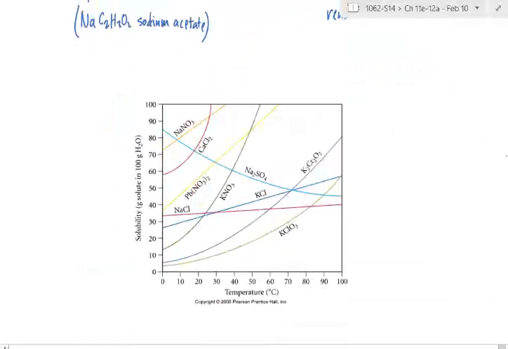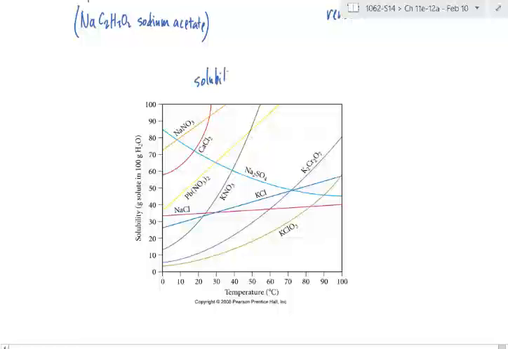In our lab today, I think you're using potassium nitrate. You're actually going to go the other way. You're going to heat it up and then let it cool and record the temperature where the crystals form, okay, for various concentrations of solution. So you'll be able to get a graph that looks something like that to form the solubility curve.